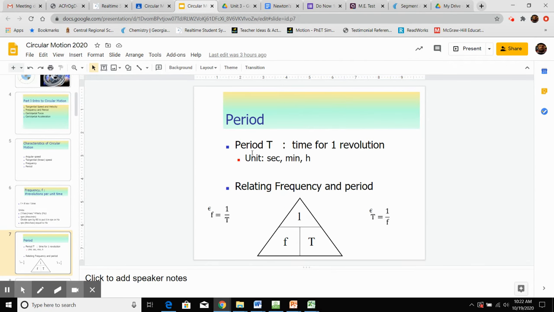Period. This is the time an object is going to take to complete one lap or one complete circle, one complete revolution. That's going to be in a unit of time. Usually it's going to be in seconds, especially if frequency is in hertz. So how are these two things related? They're the inverses of one another.